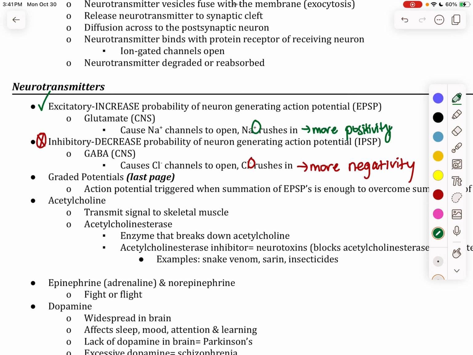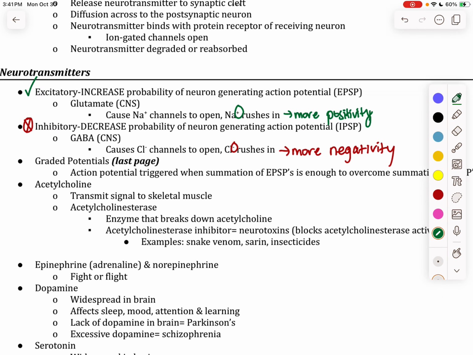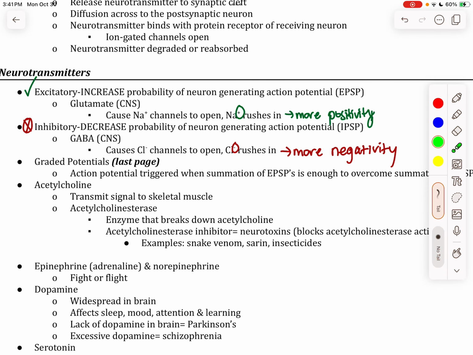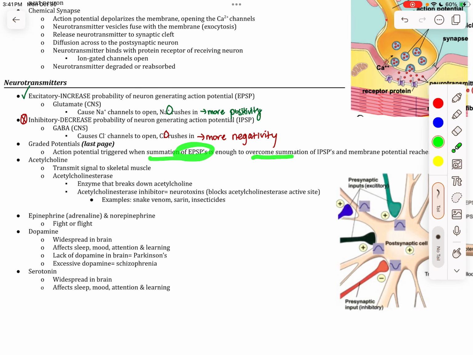So add them all up and you get a graded potential, and you'll see if the action potential might be triggered at the axon hillock or not. So that means, will the action potential trigger if the summation of the EPSPs, or the excitatory neurotransmitters, is high enough to overcome the summation, or the addition, of inhibitory types at the axon hillock.